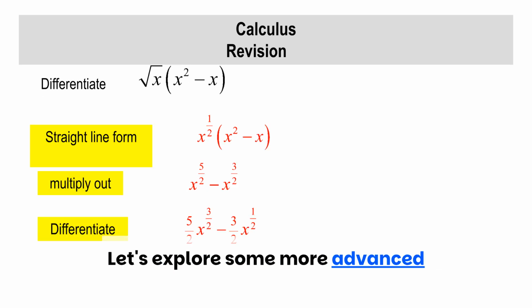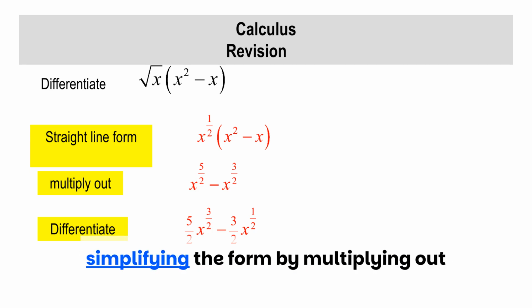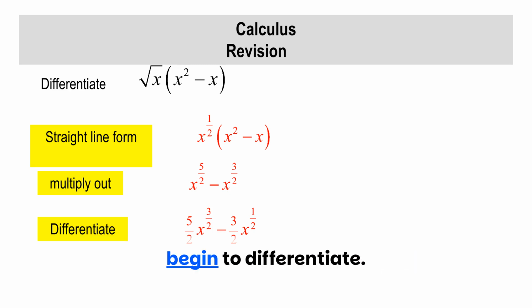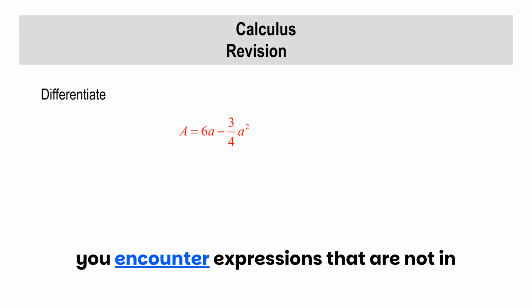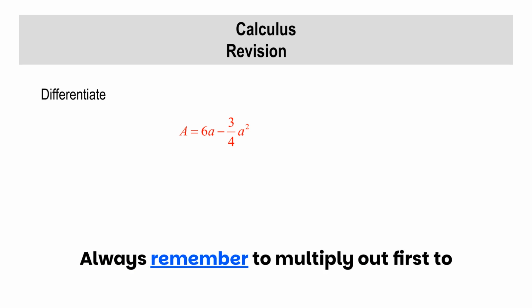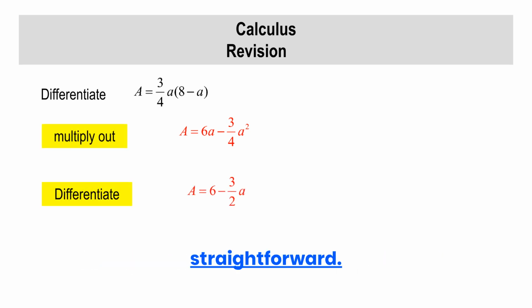Let's explore some more advanced differentiation techniques. When dealing with complex expressions, simplifying the form by multiplying out brackets is an essential step before you begin to differentiate. This approach is particularly useful when you encounter expressions that are not in a simple polynomial form. Always remember to multiply out first to ensure the differentiation process is straightforward.